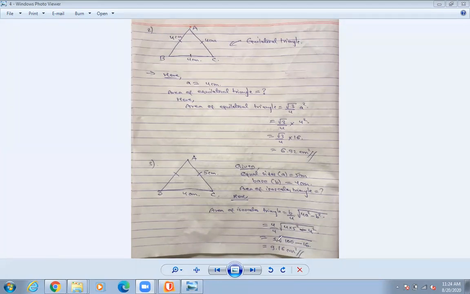So 4 by 4 means 1. When you multiply it with 1, you will get the same number. So 9.16 square centimeter will be your answer. Okay, is that okay? Any problem? Please tell me quickly. Just 5 minutes left now. Any problem?